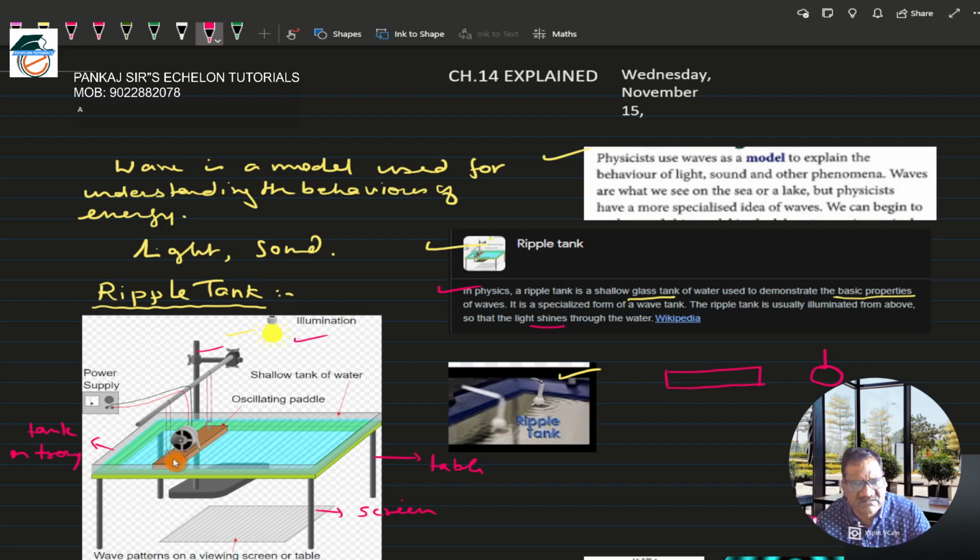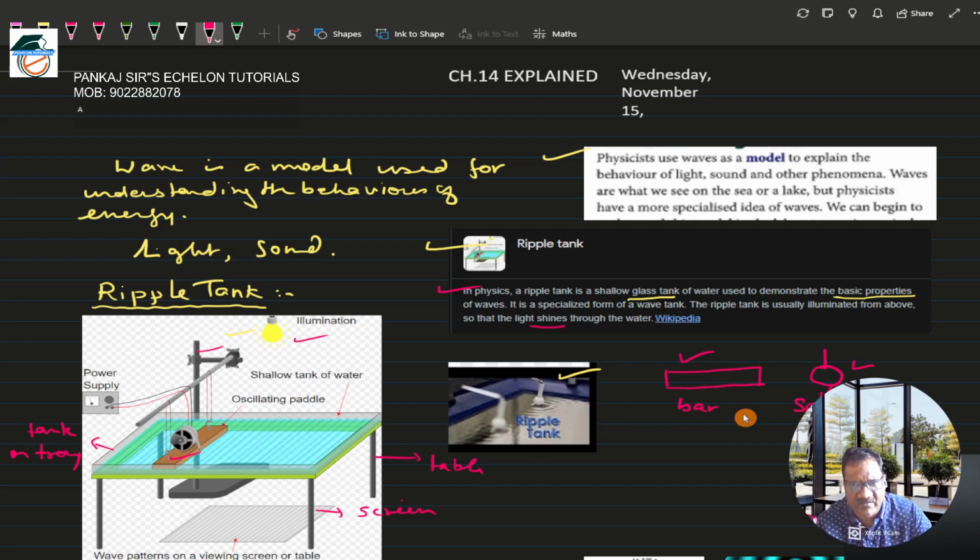So this is that horizontal bar that I'm talking about. It keeps on oscillating up and down with the help of this motor, which runs on the power supply. And there's another type of arrangement also, which is known as a spherical oscillating pedal. It is spherical in shape. This can also be used to create ripples. So this bar and this spherical object can be used to create ripples.